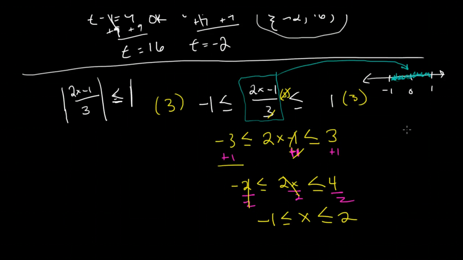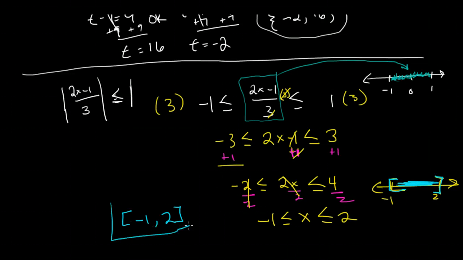So there is our interval. On a number line, the solution set would go from negative 1, including it, all the way to 2, including that. Let's do that in a different color. Here is our solution set. It would be everything in between here. Using interval notation, it would be negative 1 all the way to 2, and it would include both of those.